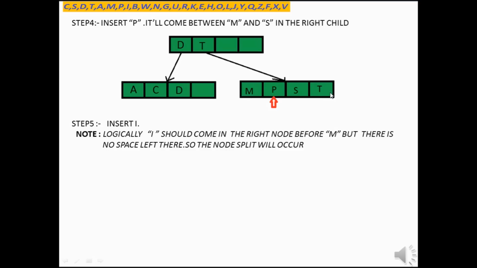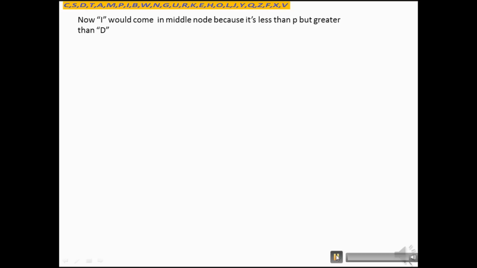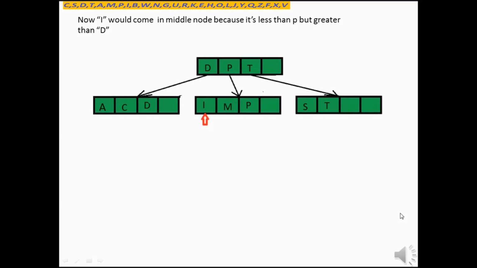So there is the requirement of a node split. Carefully look at the split. In the node MPST, we will split the node into 2 equal nodes. One will contain MP and the other will contain ST. After the split, we can see the insertion of I. Now, after the split has occurred, there is room for I, so we'll easily insert it. The arrow position is showing the position of the insertion of I.